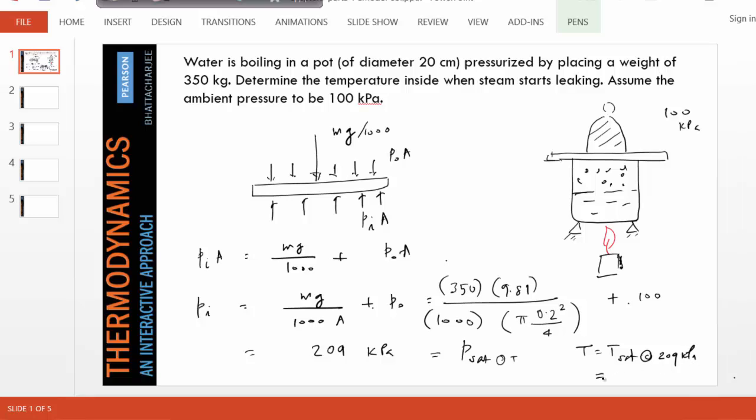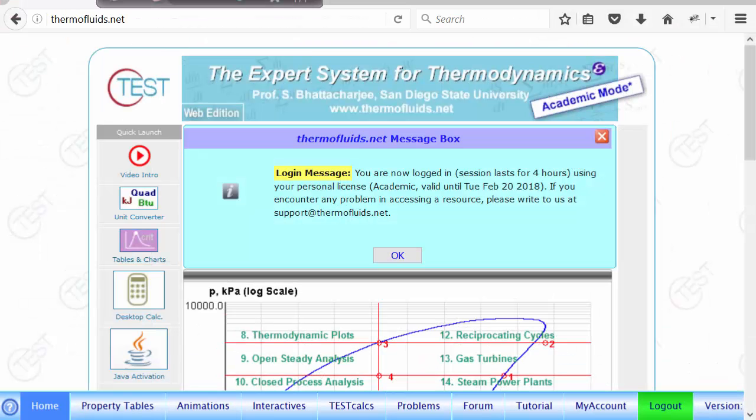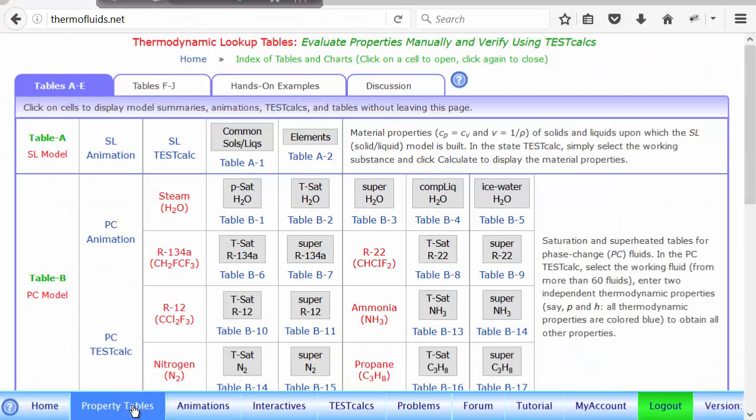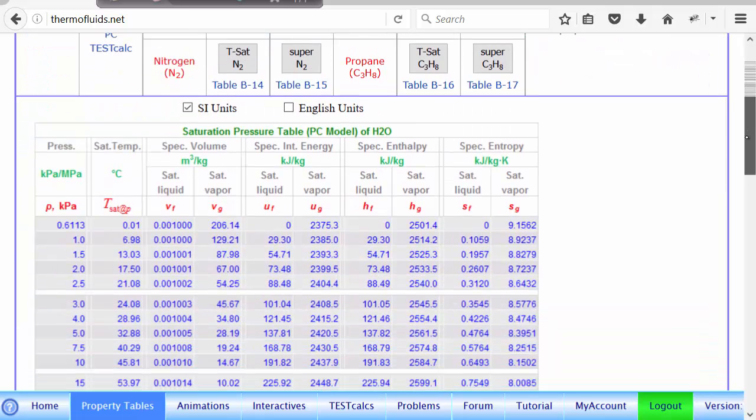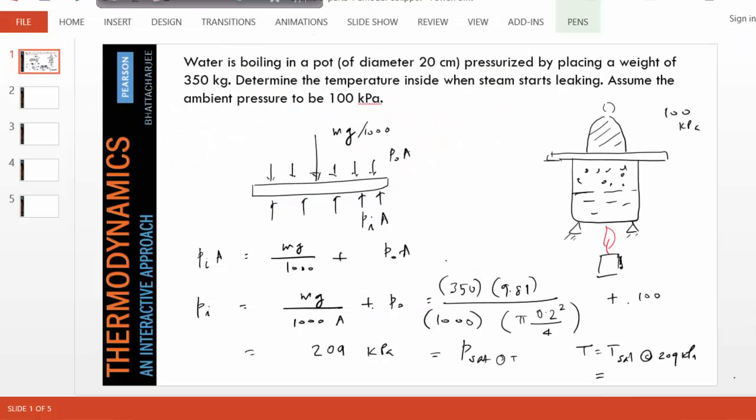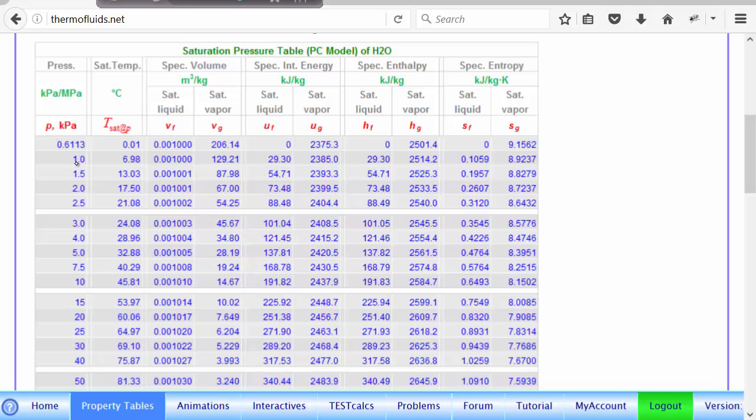So what is the saturation temperature of water at 209 kPa? For that, we go to saturation table, property tables, and PC model. Notice this is PC model, and we are after saturation pressure, saturation temperature for a given pressure. So you must go to the pressure saturation table, and as we browse down, we are after what is the value we are after? 209 kPa.